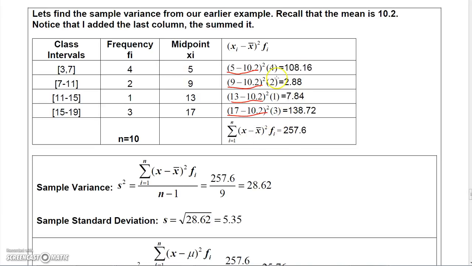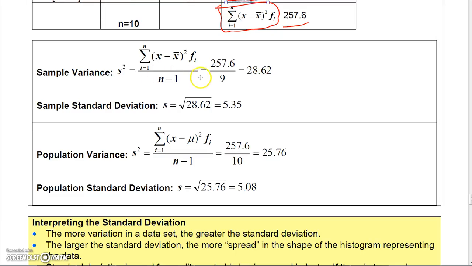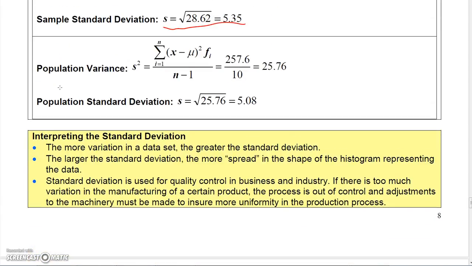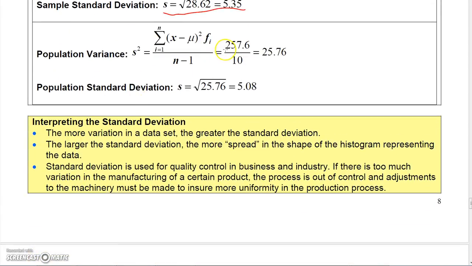Now, we add those values up, and that gives us the sum of those differences squared times the frequency. And remember, for sample, you divide by 10 minus 1. So we divide that by 9, and we get 28.62. And that's your sample variance. And then you take the square root of that for sample standard deviation. If you wanted population variance, of course, you would divide that number by 10, and then take the square root of that for population standard deviation.